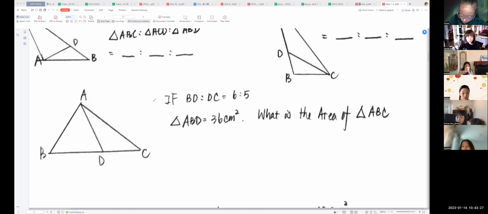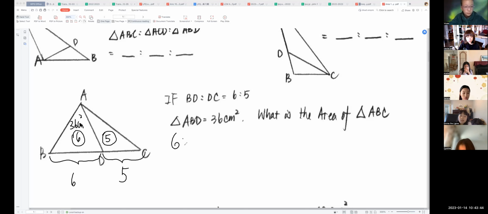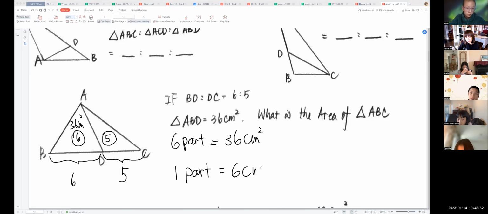Okay, so BD to DC equals 6 to 5. That means this is 6 portion, this is 5 portion, right? For the area. So we already know ABD equals 36 centimeters squared. So that means 6 parts equals 36 centimeters squared, right? So 1 part equals what? 6 centimeters squared. So I want to calculate the bigger one.